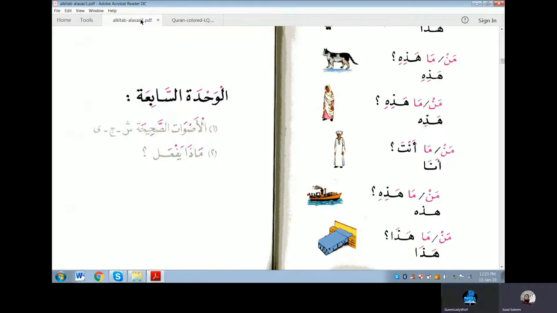And also page number 27 of Al Kitab Al Asasi. Page number 27. Okay, so it's 533 in the Quran, and in the purple book, it is page 27. Yes. You see on the screen of the book. Okay, let me go back here.